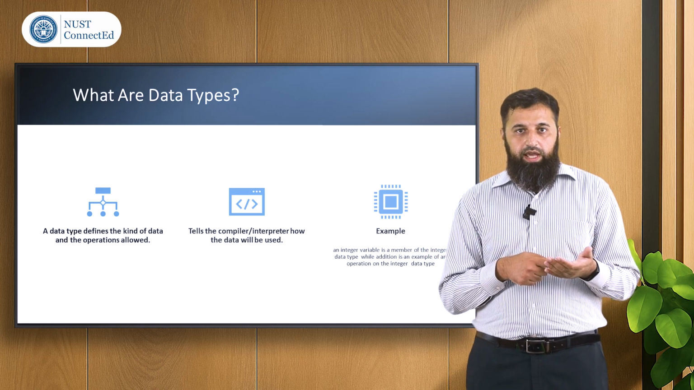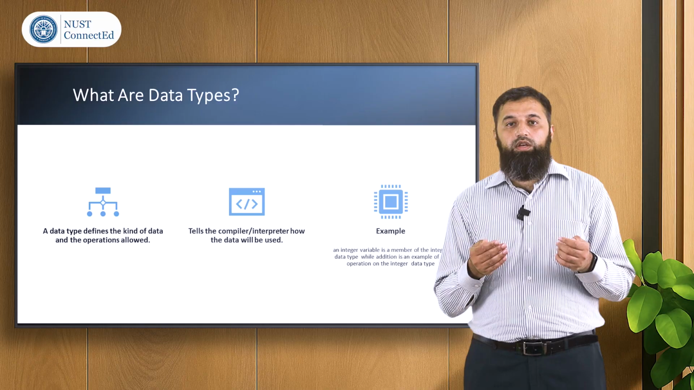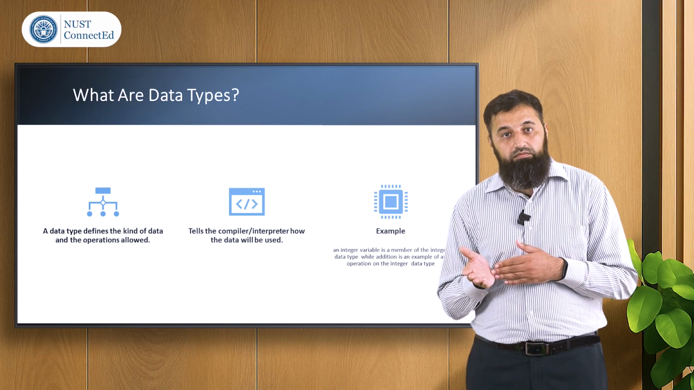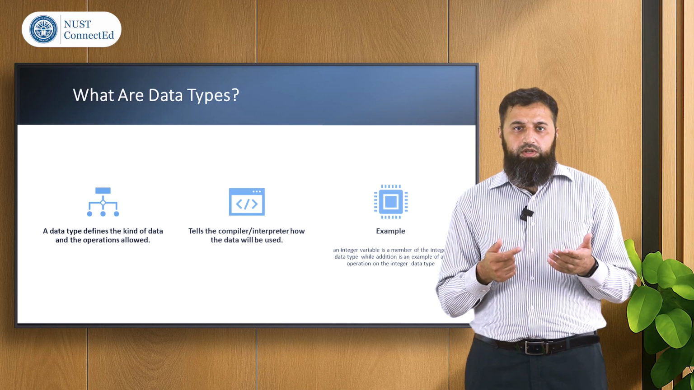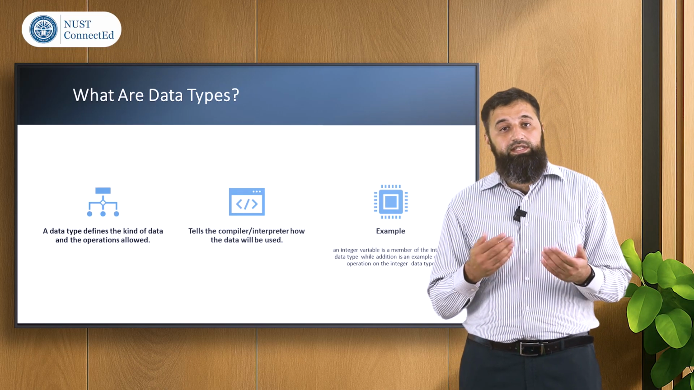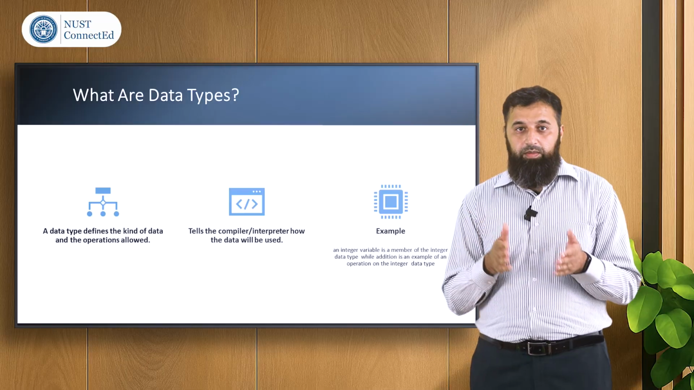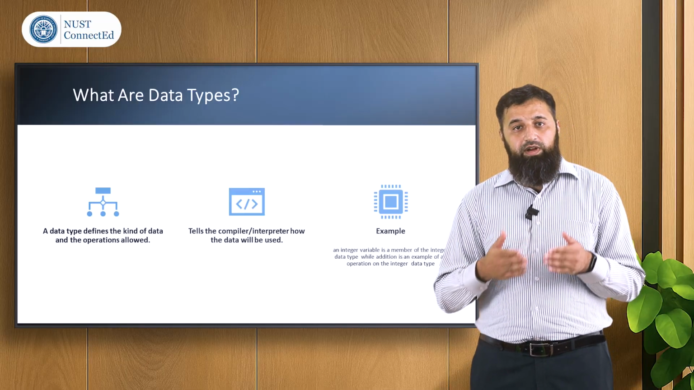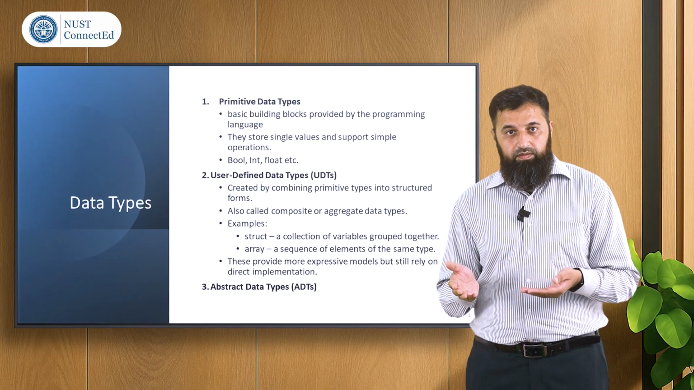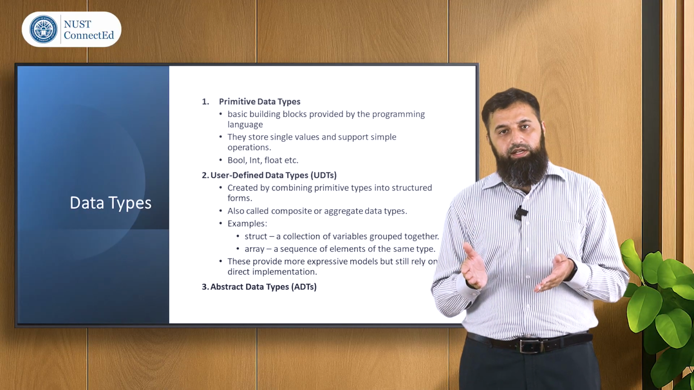This classification helps the compiler catch errors, like trying to divide a string by a number. And it also helps optimize the program at a low level because the system knows exactly how much space to allocate in memory and how to process the values efficiently. We generally classify data types into three major categories.